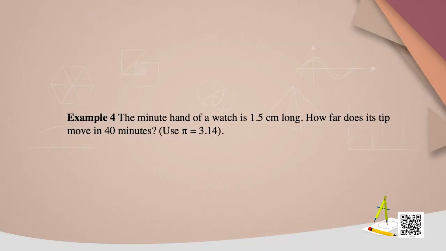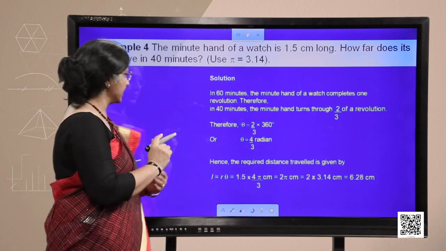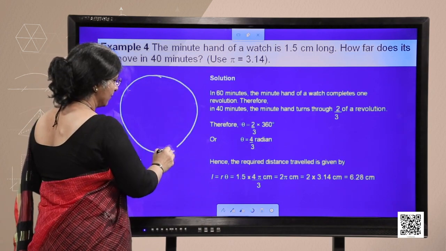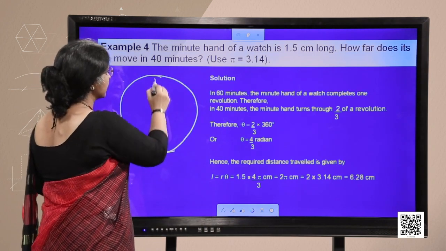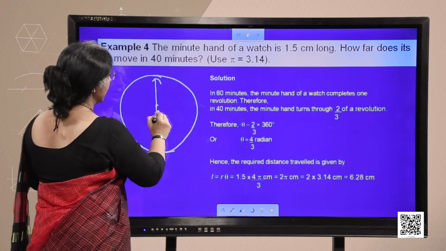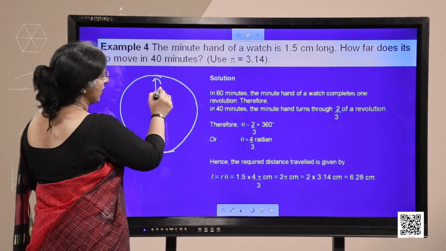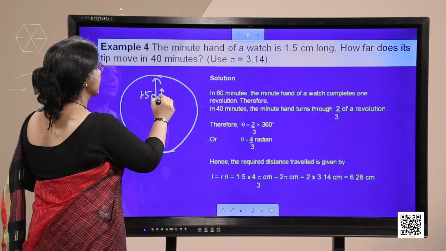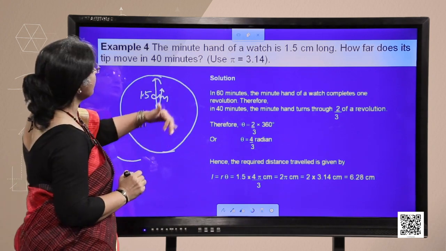Now, another example, the minute hand of a watch is 1.5 centimeters long. How far does its tip move in 40 minutes? First of all, I would like to tell you why we consider the minute hand. Why not the second hand? Because the minute hand is longer and it sweeps the whole area, not the second hand, which is smaller. So, the minute hand of the watch is given to be 1.5 centimeters. How far does it move in 40 minutes?